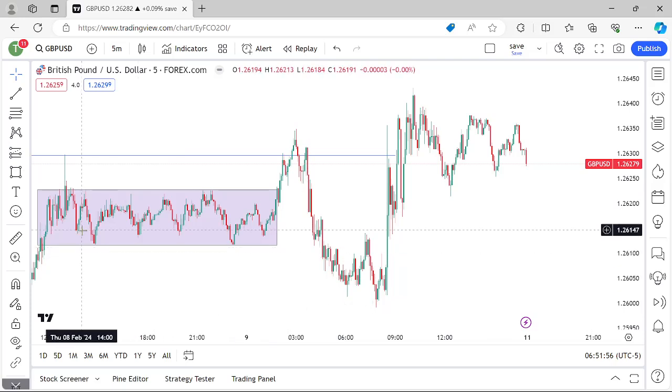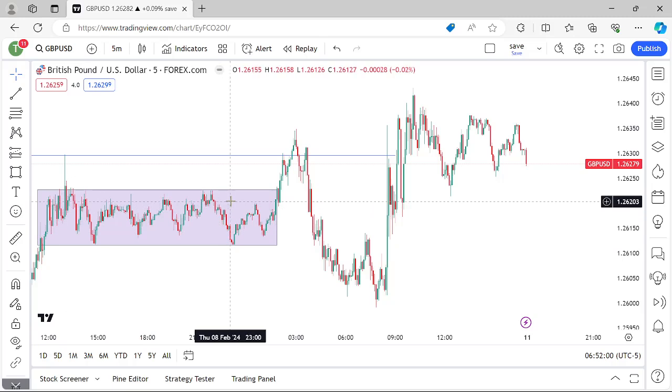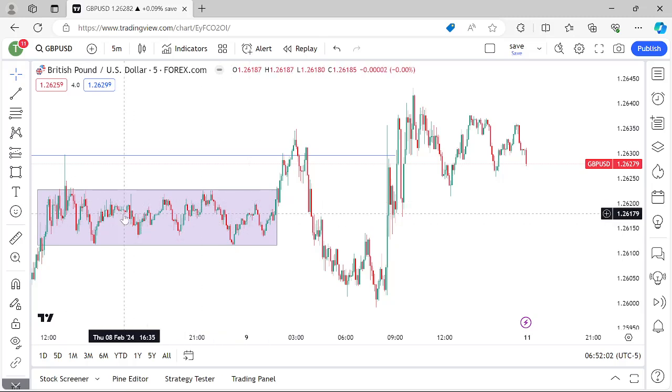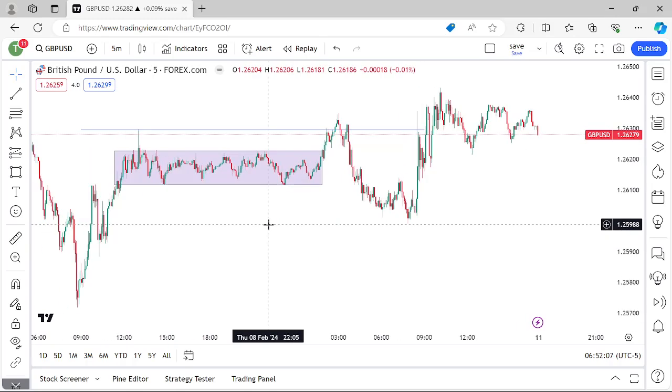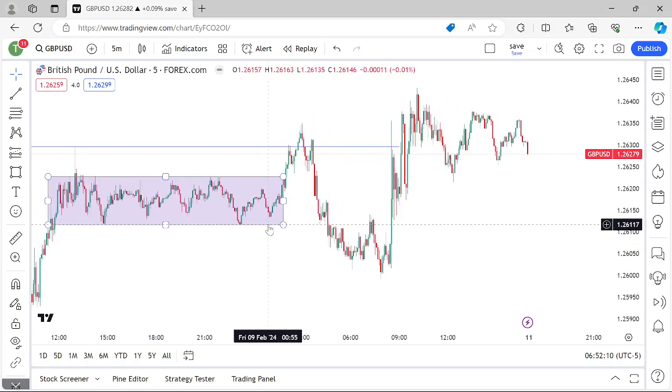So you see how we have this consolidation? It's very clear to see. It's back and forth, back and forth, all the way into Asian session and into a brand new day on Friday. So we have a very clear consolidation right here. As I already said, the very first thing you do is identify that point of interest. And I did that.